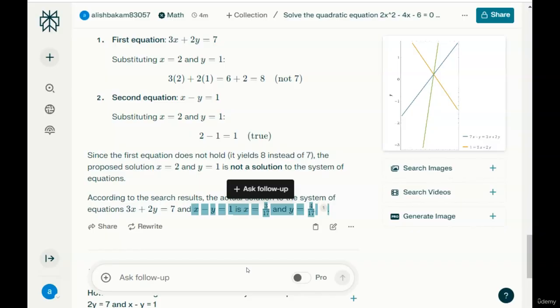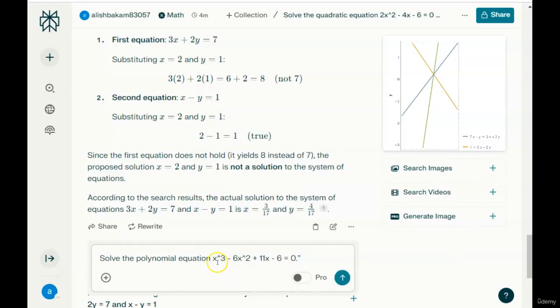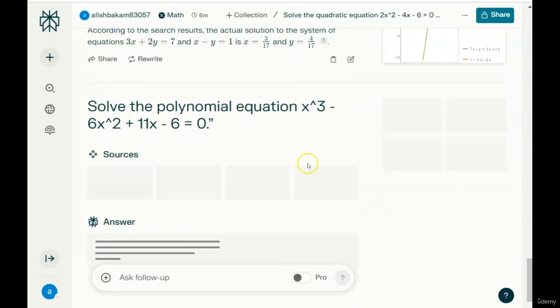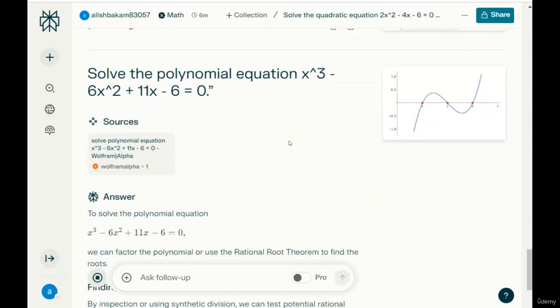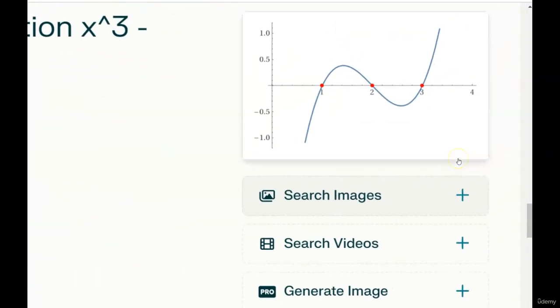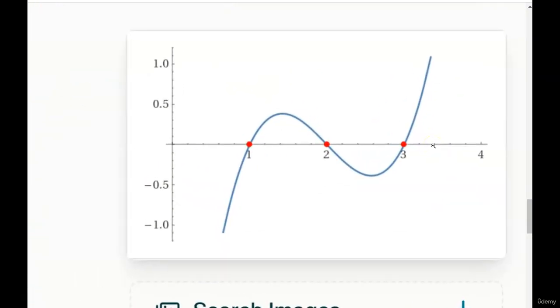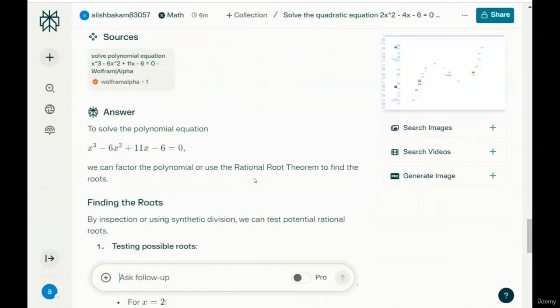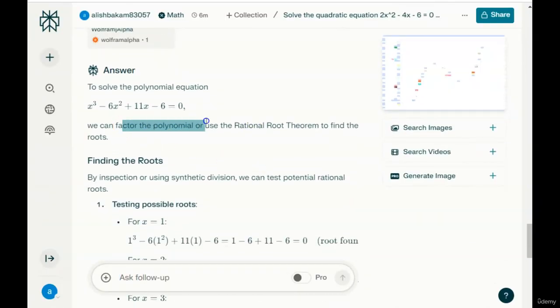First is solving a polynomial equation. For this, define your objective. Let's type solve the polynomial equation x cubed minus 6x squared plus 11x minus 6. Perplexity AI solves the polynomial equation and provides the roots. It also provides a graph picture on the right side. So it says to solve the polynomial equation, we can factor the polynomial or use the rational root theorem.